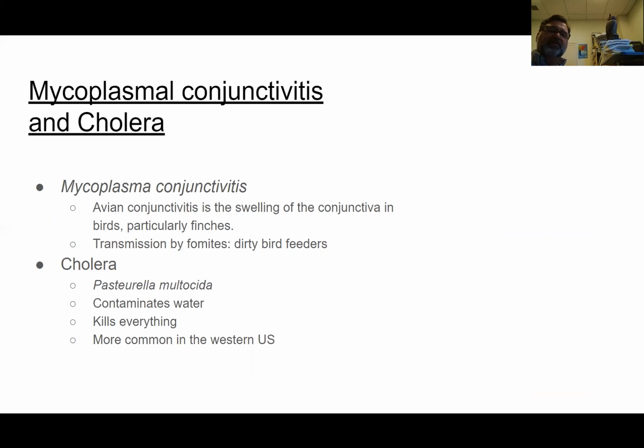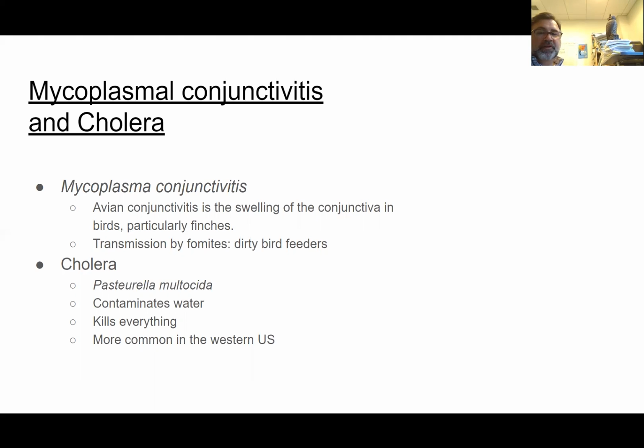Mycoplasma conjunctivitis is a bacterium that infects the eyes of birds, and it's transmitted by fomites. These are non-living things that get the infectious agent on them, and then you make contact. So dirty bird feeders are the primary way that avian conjunctivitis gets around. It looks like finches are particularly susceptible, and there was a wave of conjunctivitis that went around and killed a large chunk of the finch population.